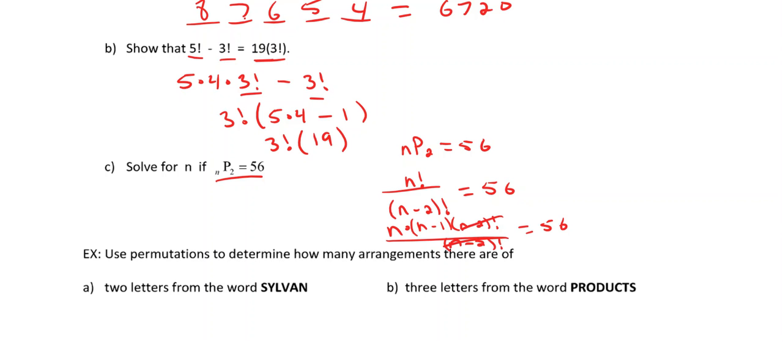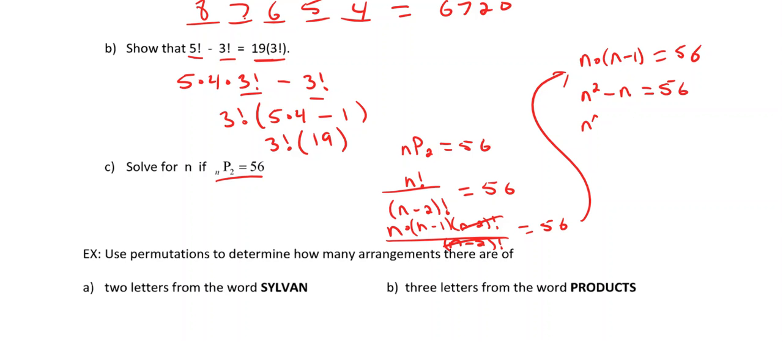So now we can see that the n minus 2 factorials cancel. And we are left with n times n minus 1 is equal to 56. Okay, so that's not too bad now. So we can expand that out. So we're going to get n squared minus n is equal to 56. So n squared minus n minus 56 is equal to 0. So we get n minus 8 and n plus 7 are equal to 0. Sorry, plus 7, my bad. So in the end here, n is equal to 8 and negative 7. But we know that's not true, right? It can't be negative 7. So our only real answer here is going to be n is equal to 8.